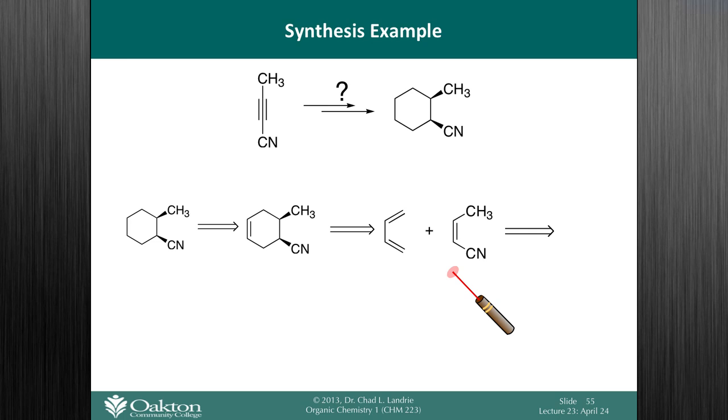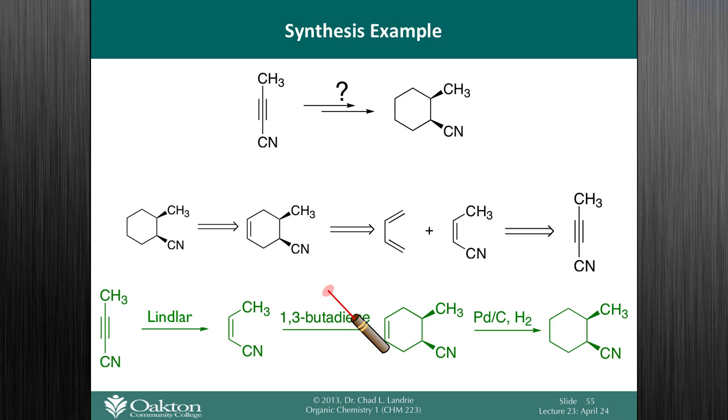We've already learned how to make cis alkenes from alkynes. We could use Lindlar's catalyst to do a stereoselective hydrogenation to the cis alkene. In the forward reaction, then, I start with the alkyne, Lindlar's reduction with palladium on calcium carbonate, and using quinoline and lead tetraacetate as poisons would give me the cis alkene. Then, a Diels-Alder reaction with 1,3-butadiene would give me the cyclohexene, and reduction of that double bond with palladium on carbon and hydrogen gas gives me the cyclohexane.